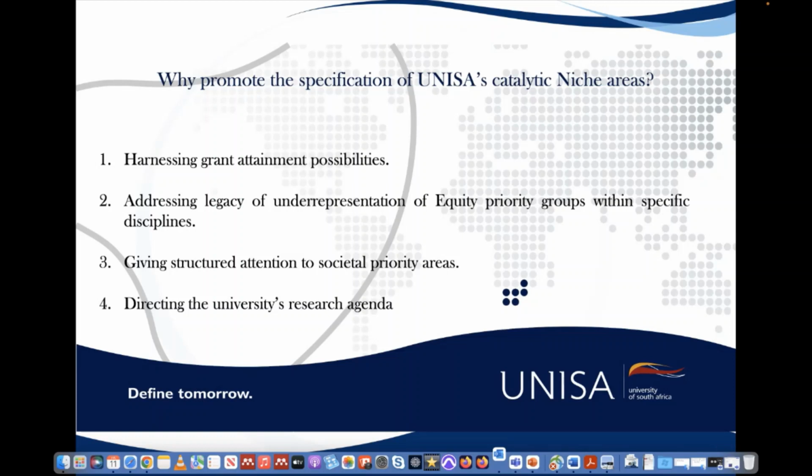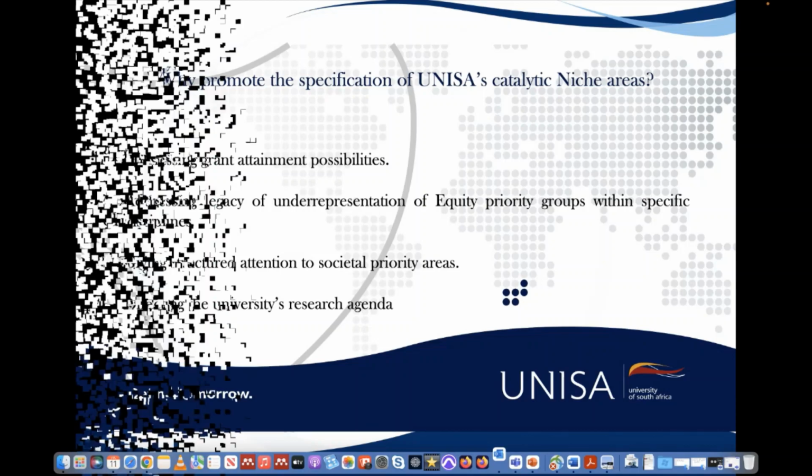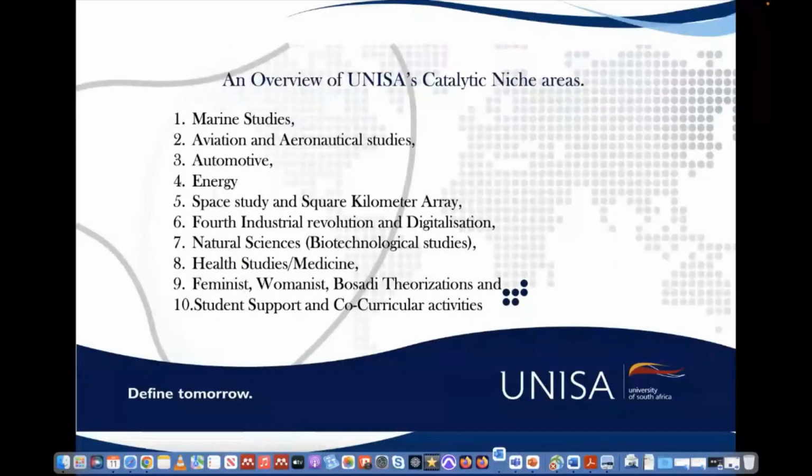They teach every other thing, but they are known for a research agenda around that space. You go to different universities, and they have very different things they're associated with. As a university, we also need to have things that we are known to be leading thinkers on. So those are the reasons we have catalytic niche areas. And to finalize, we have these 10 areas that we've identified.